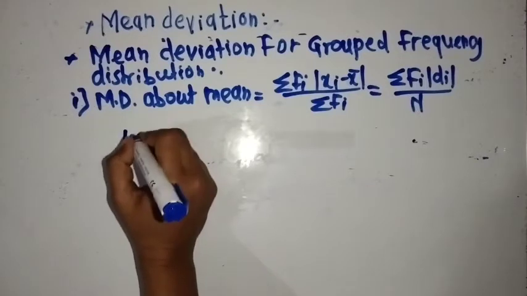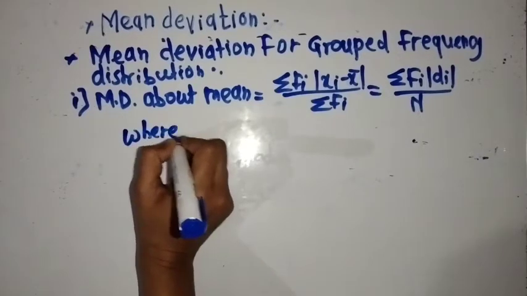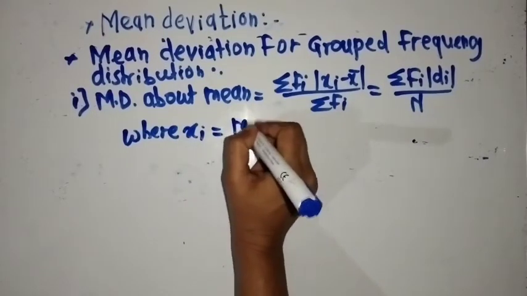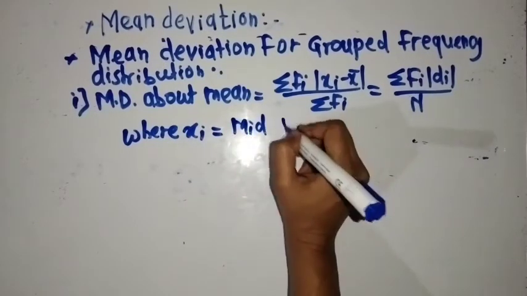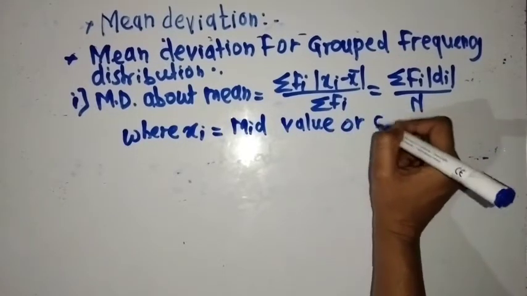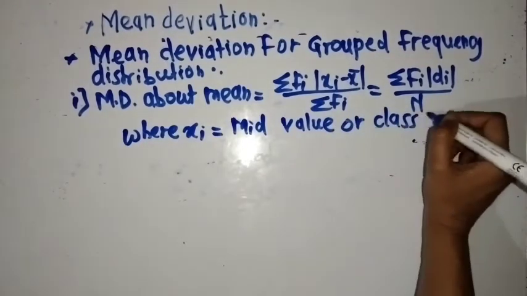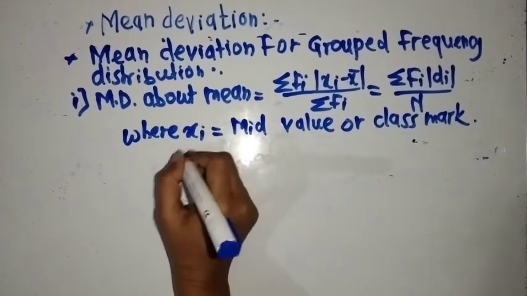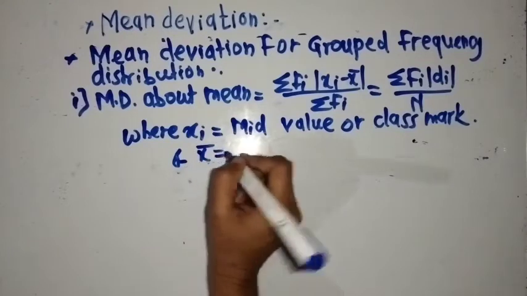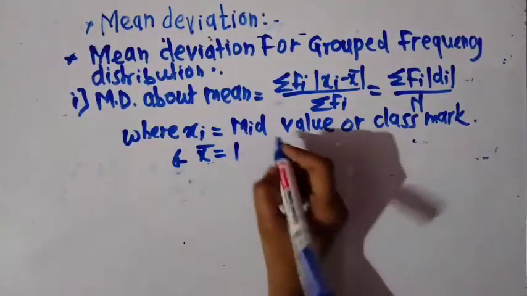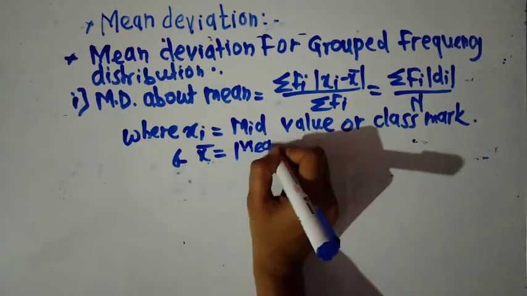where xi is equal to mid value or class mark and x bar is equal to mean of these.